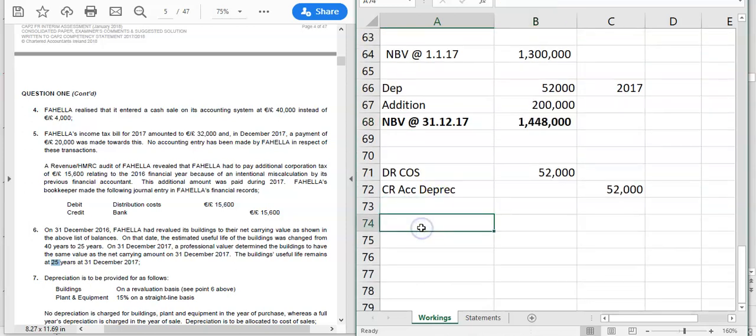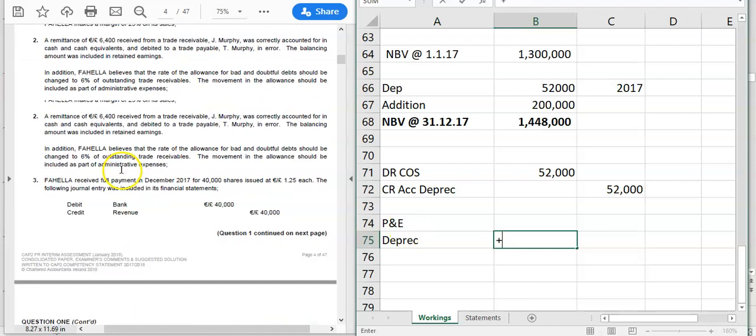Then plant and equipment, P&E. You have depreciation for the year. That is going to be 15% on straight line.